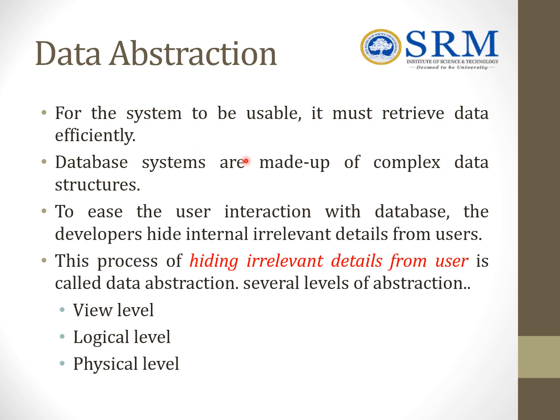For the system to be usable, it must retrieve data efficiently. Database systems are made up of complex data structures. To ease the user's interaction with the database, the developer hides irrelevant details from the user. This process of hiding the irrelevant details from the user is called data abstraction. Several levels of abstraction are view level, logical level, and physical level.